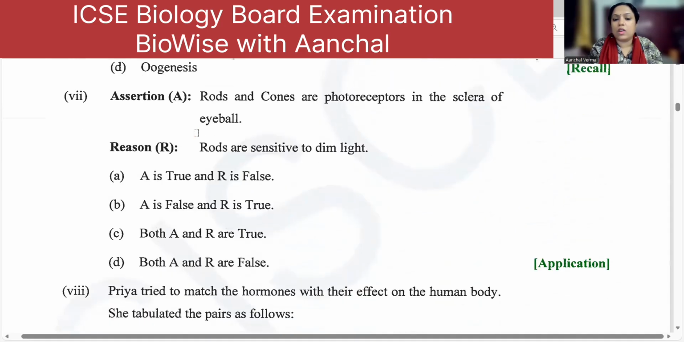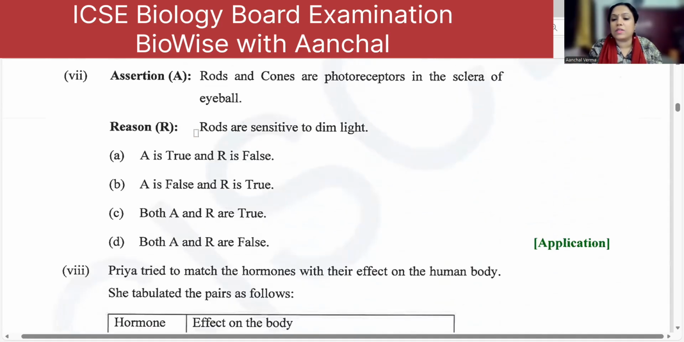Next one. Rods and cones are photoreceptors in the sclera of the eyeball. Is it true? Is it present in the sclera or is it present in the retina? So the statement is false. Rods are sensitive to dim light. This is correct. So A is false and R is true.